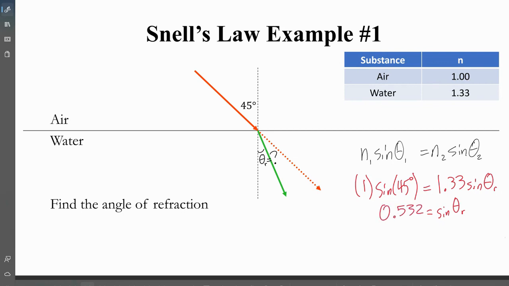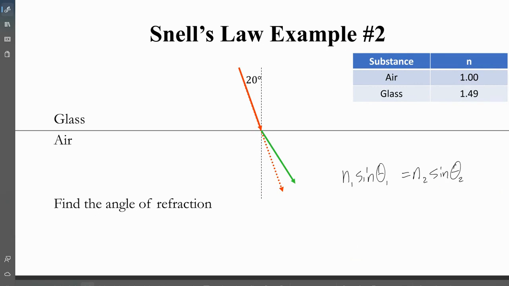All right, then you take the inverse sine of both sides. So theta is the inverse sine of 0.532. So I want the inverse sine of 0.532, and that gives me 32.1 degrees. Okay, so 32.1 degrees, which makes sense because it is smaller than 45. All right, so remember, bigger n, smaller angle.